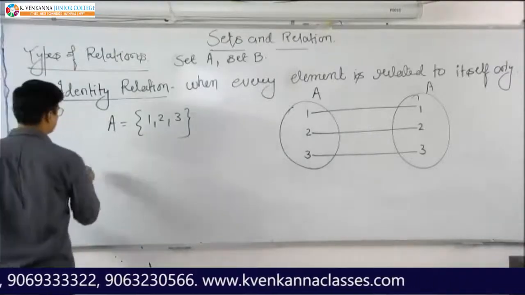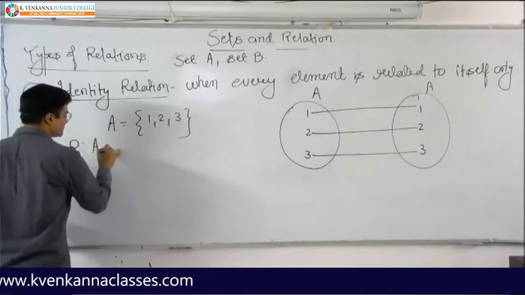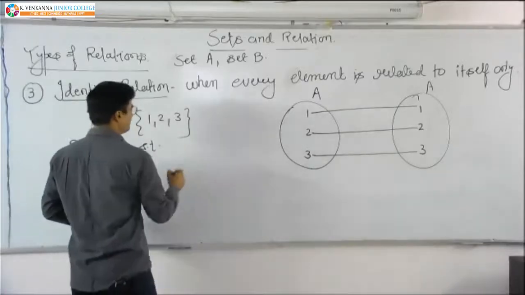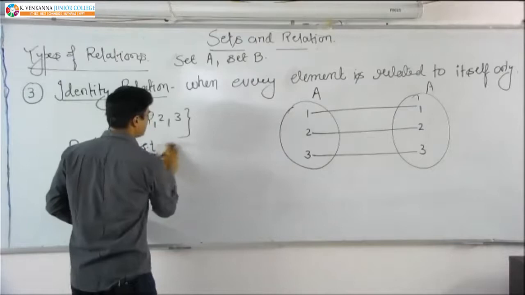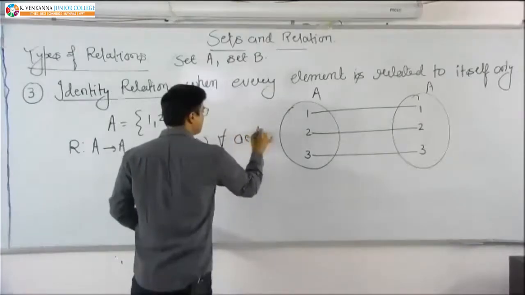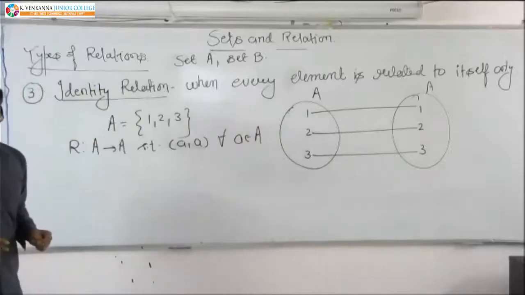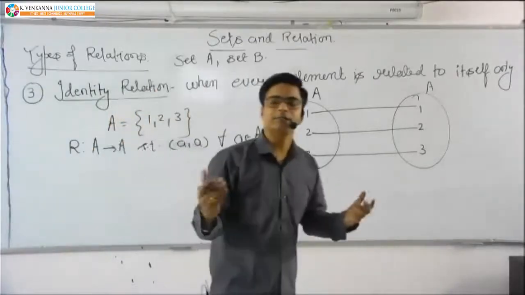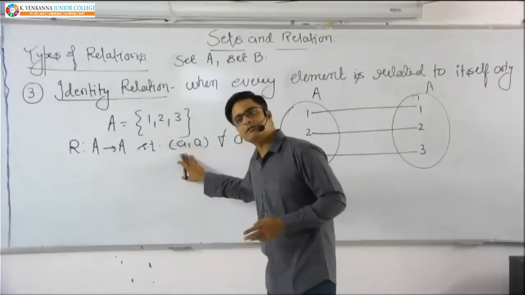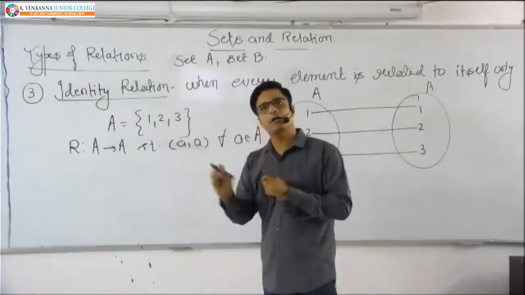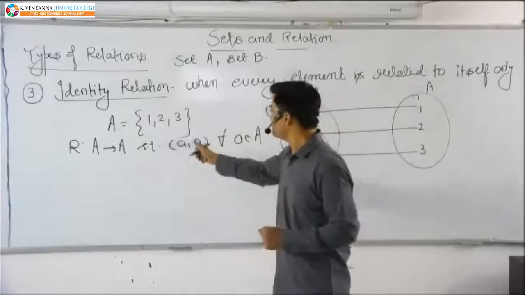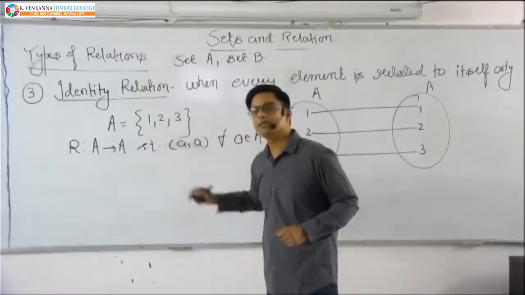So identity relation, I'm defining from set A to A such that every element, or simply I can say (a, a) for all a is an element of A. That means every element of the relation will have the entries of the type (a, a). And this we have to do for all the elements. No elements of set A should be left out for this property.